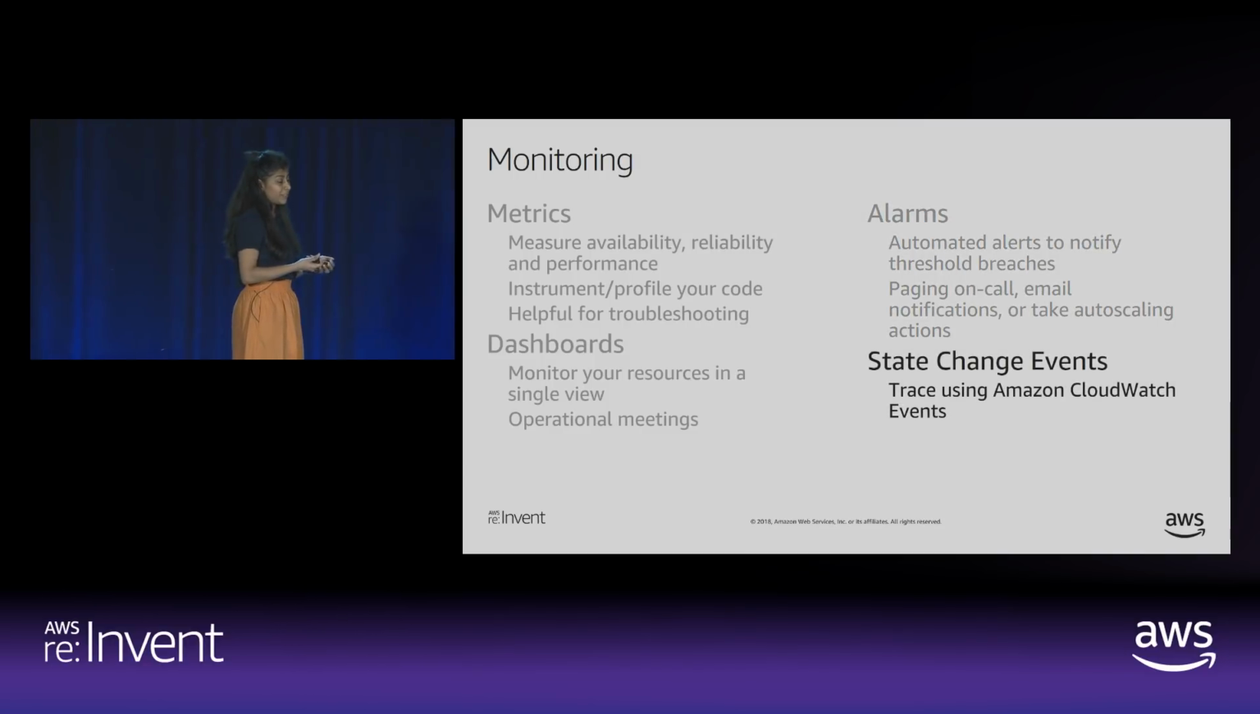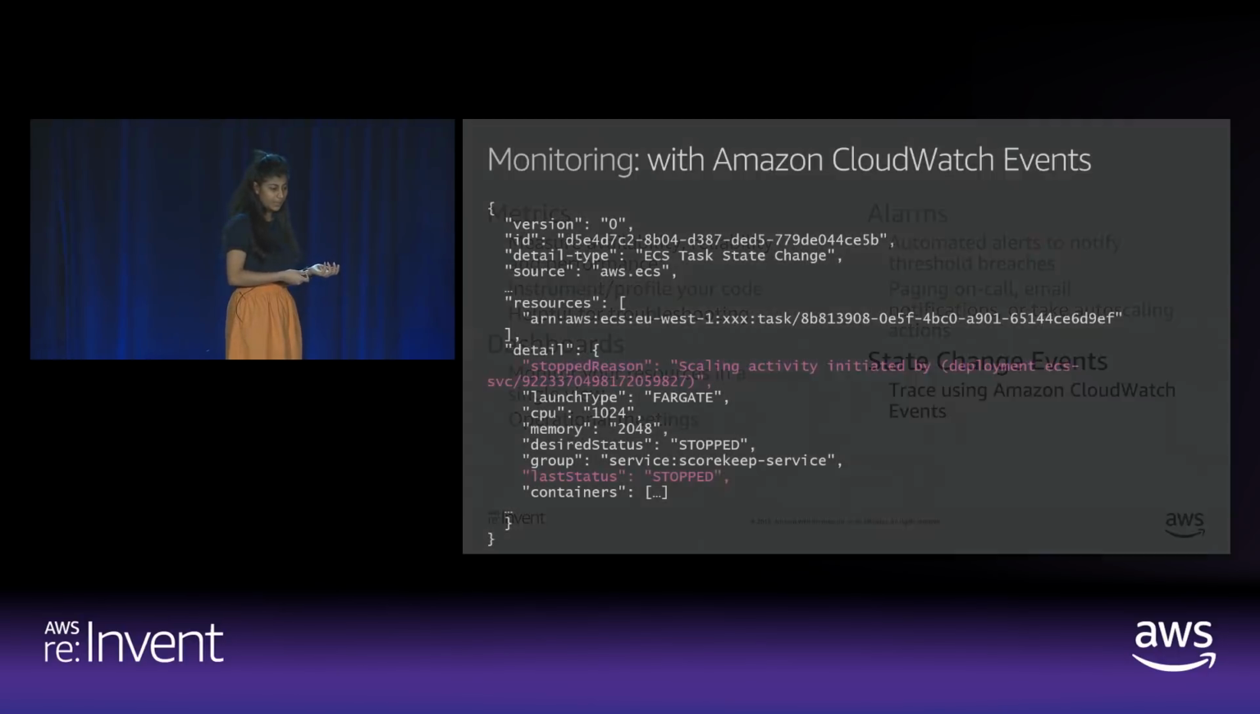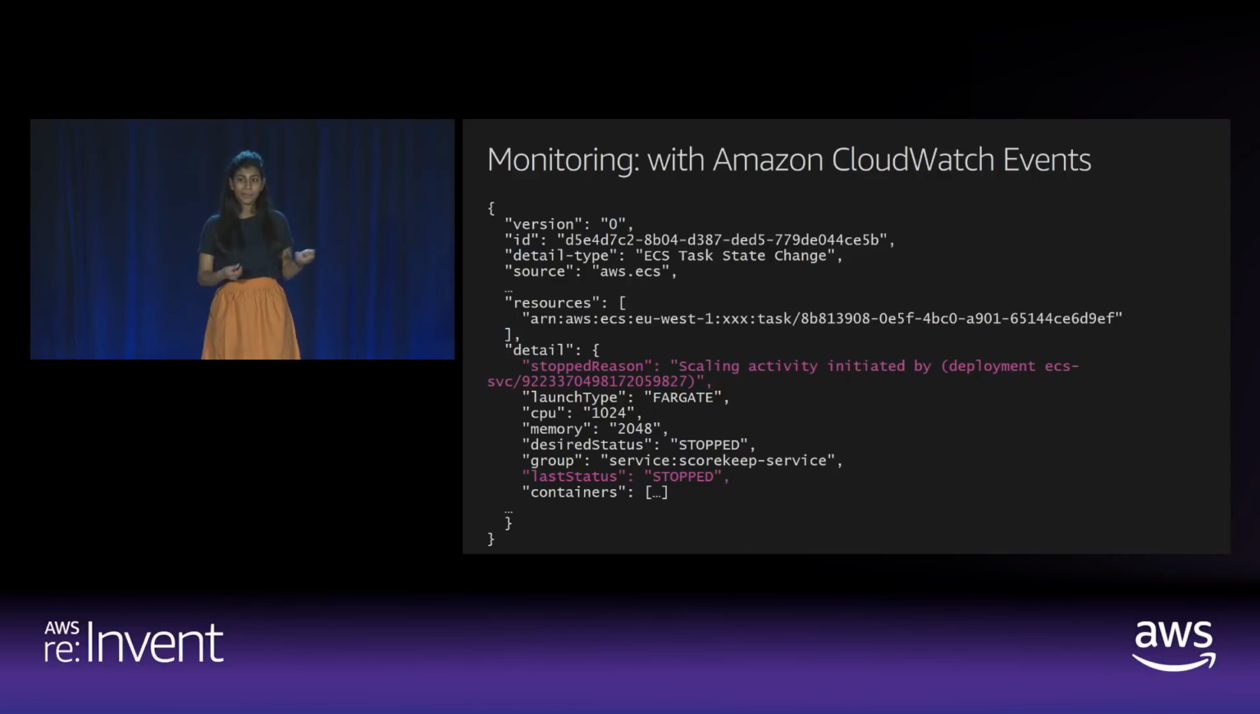Some other monitoring tools that are helpful are to notify state changes. A task in ECS goes through a life cycle, from pending to running to stopped. ECS, by default, emits all these state changes to CloudWatch Events. It looks something like this. This is an example of when my task actually stopped, and you can see the stopped reason: there was a scale-down activity that happened. This is really useful for me to know when state changes happen, so I don't have to constantly poll an API to figure it out.